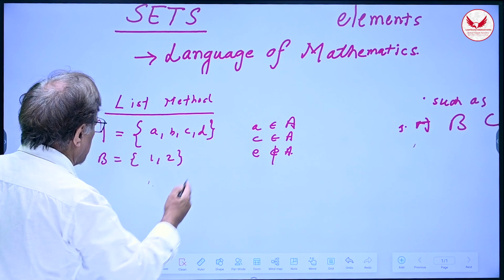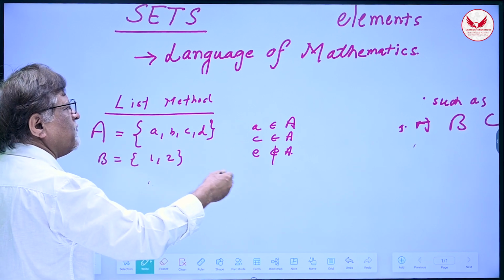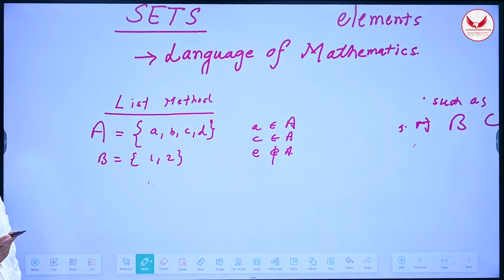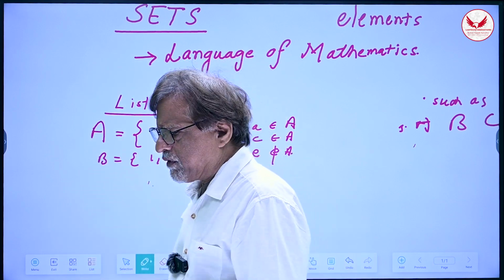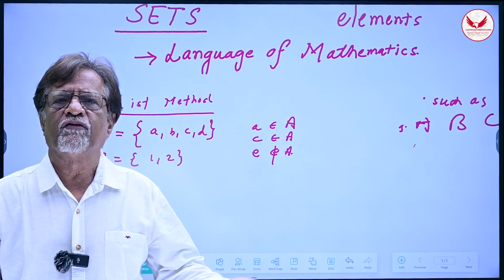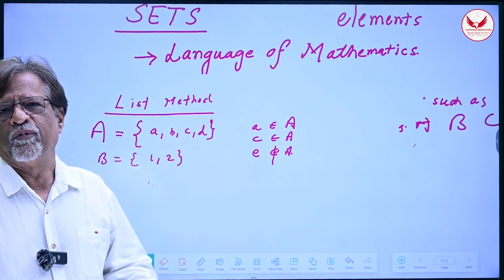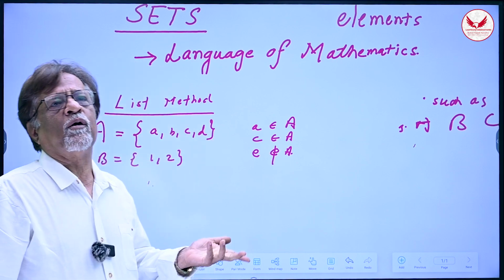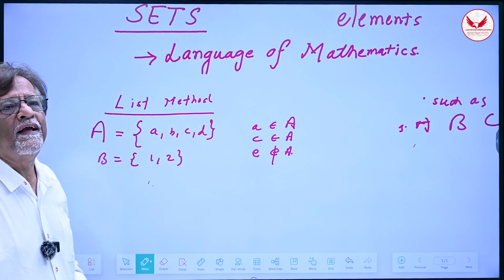So this kind of writing a set by just enumerating, or actually mentioning all the names of the objects, is called list method. But as you can see, there are many sets for which this is not very convenient. So for example, if I want to talk about the set of birds in the world, I cannot go on writing the names of birds. I do not know how many of them there are. But the set is well defined, right? And how many objects it has, nobody knows, right? So in that case, the list method is totally inadequate.